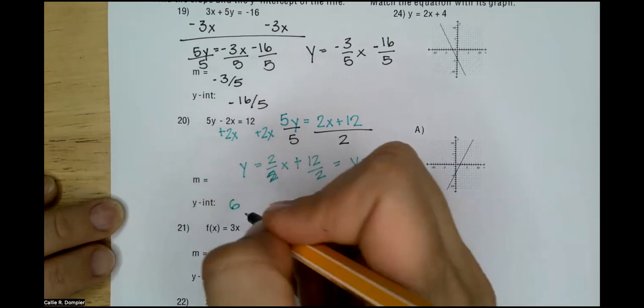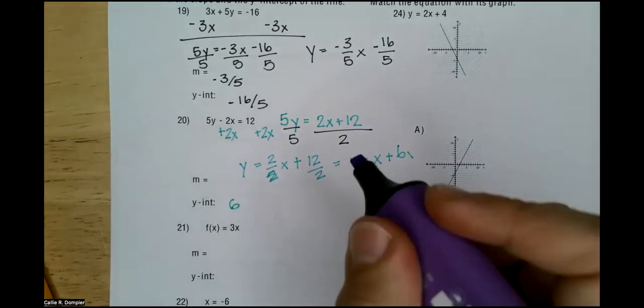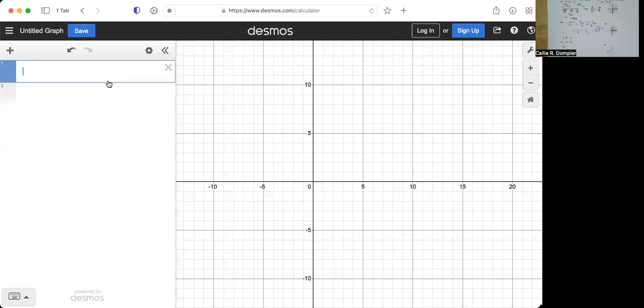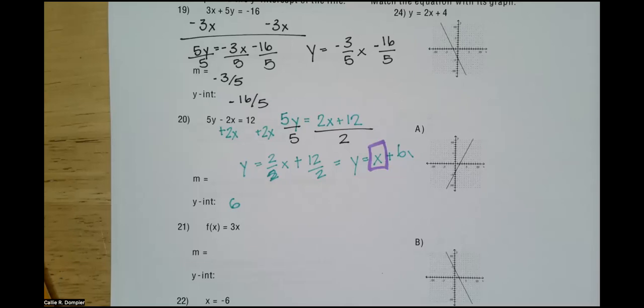My y-intercept is 6, but there's no number in front of x. What does that mean? Y equals x plus 6. If we graph it in Desmos, y equals x plus 6, what is my slope? From 0, 6, I rise 1, I run 1. 1, 7. I rise 1, I run 1. 2, 8. Okay, so that's just a slope of 1.